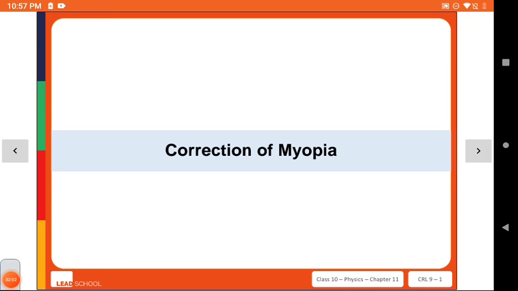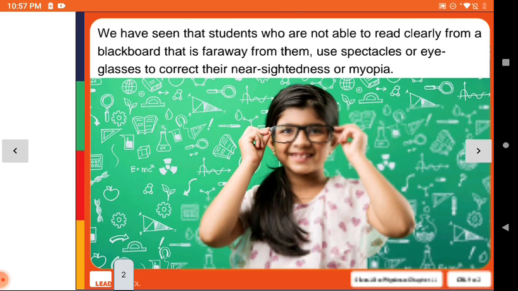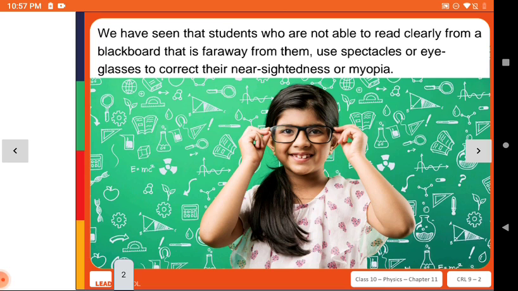So student, first of all we are going to discuss the defects. There are various types of defects, for example myopia, hypermetropia, presbyopia, etc. Myopia is where far vision is not visible easily. So how to correct myopia? Students, we have seen students are not able to read clearly from the blackboard, which is far away from them. They use spectacles or eyeglasses to correct nearsightedness, or myopia.